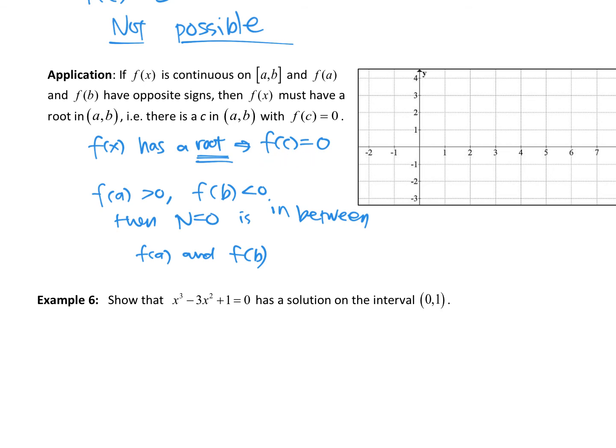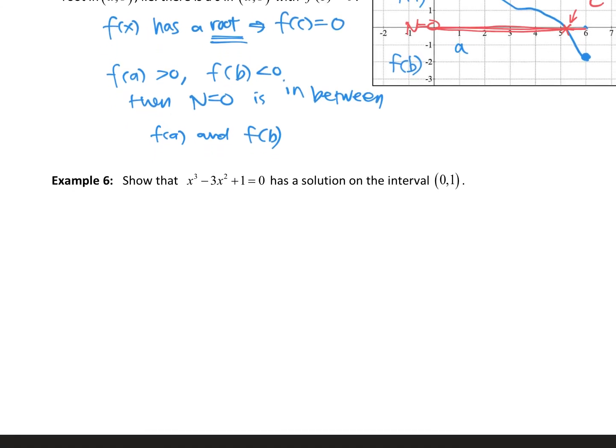So for example, a is here, let's say, so this is f of a, b is somewhere here, maybe my graph is like over here, so this is f of b. So f of a is positive, f of b is negative. Again, it's a continuous function, so I have to cross at some point. So it crosses the x-axis, which means y is equal to 0. So this is n equal to 0. It happens right here. So this happens to be c then. That will help us to solve example 6.